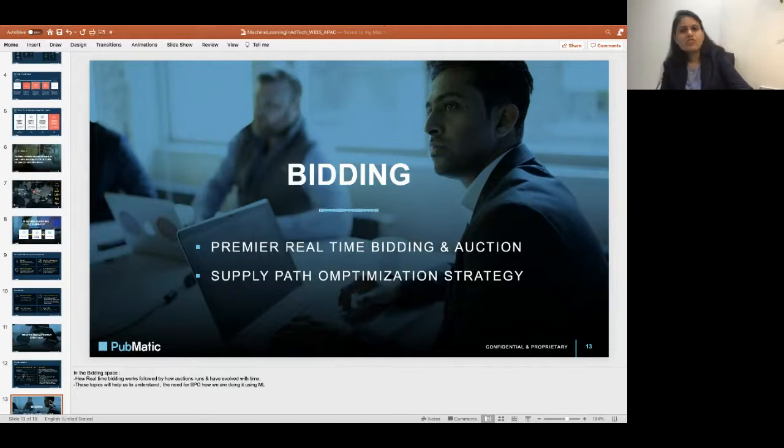Now the second topic for the day is bidding. Bidding is a very interesting area. Today we will first understand how real-time bidding happens, how auction works, and how it has evolved over time. And this will help us understand the need for supply path optimization and how we are solving it using machine learning.